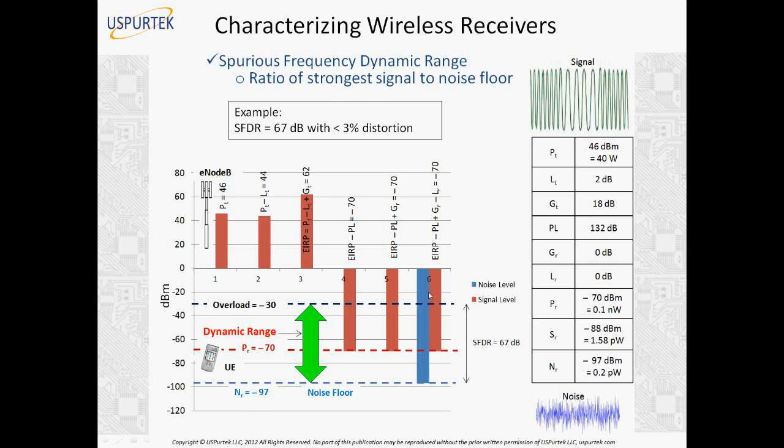We have to know what the SFDR is, how much strong signal we can tolerate inside the receiver. A very strong signal can cause distortion and third order harmonics, which are spurious responses, and those can interfere with our normal detection process.